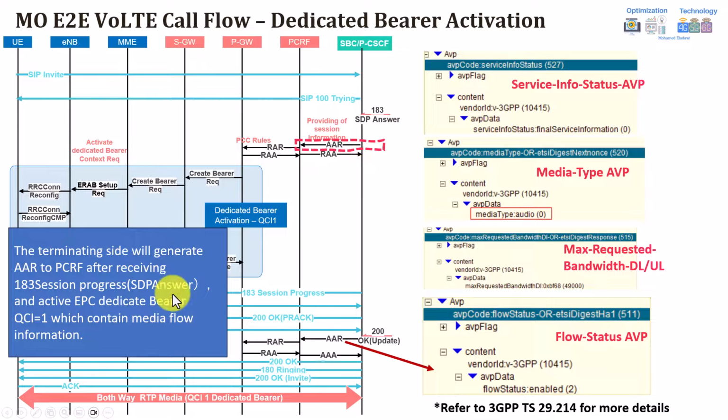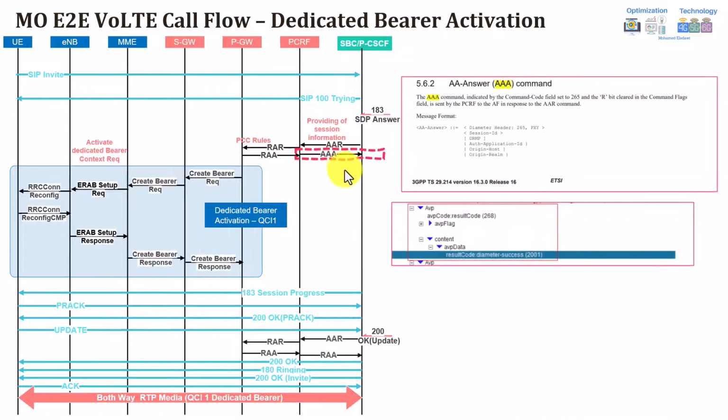Now the next one: the terminating side will generate this AAR after receiving the 183, right? This is just a reminder for that part. Yes. So now moving to the next part, which is AAA, this is referring that this is successful. The Diameter is successful. I have received it successfully, just replying as successful.